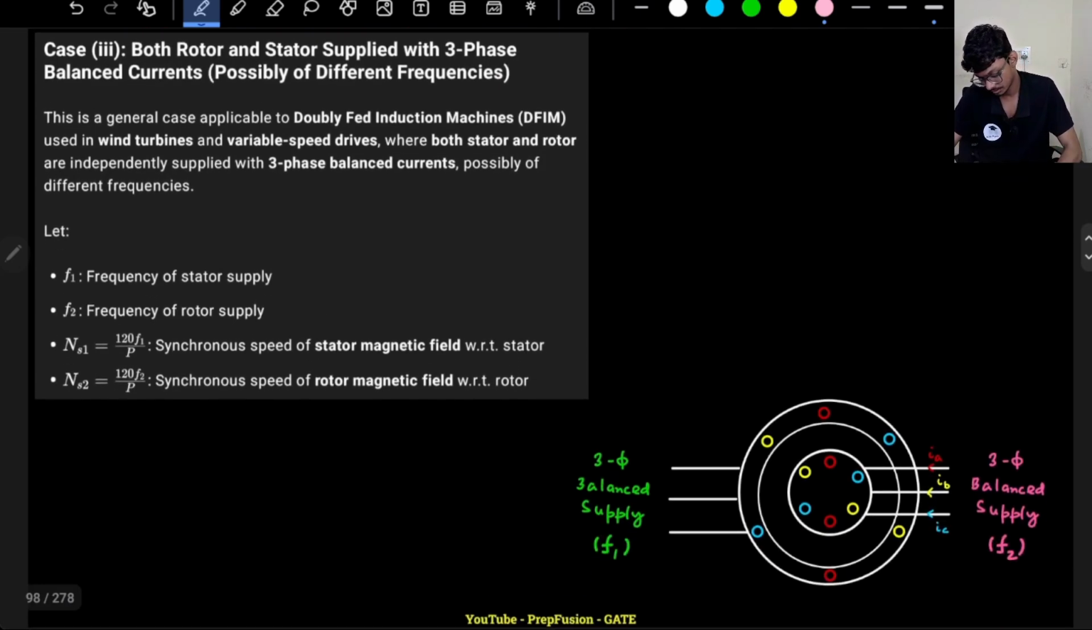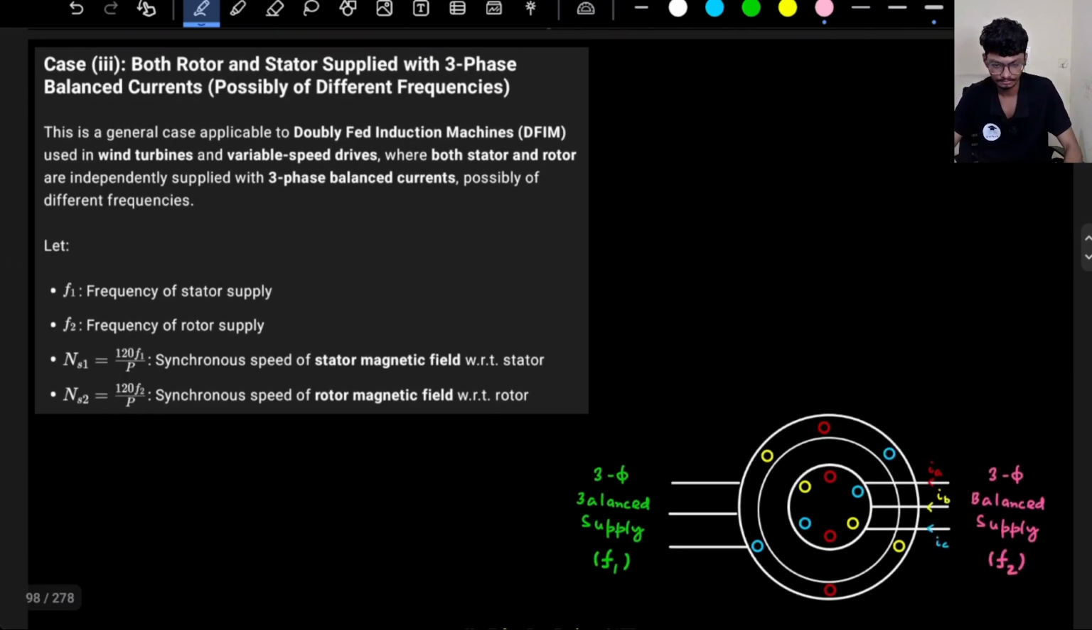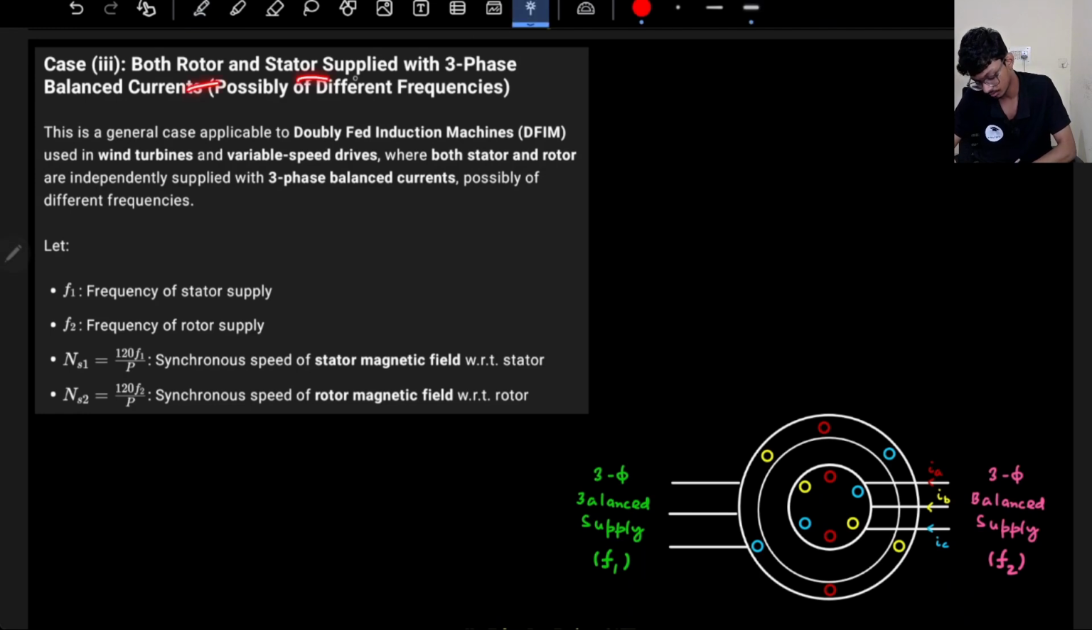Okay, so yeah, now let's come to the third possibility. This was the second possibility. In the third possibility, we apply both the stator and the rotor with three-phase balanced current with different frequencies f1 and f2. The stator will have its own rotating magnetic field 120 f1 by p, the rotor will have its own rotating magnetic field 120 f2 by p. But again, for it to be stable, the relative speed between the rotor magnetic field and the stator magnetic field must be 0.